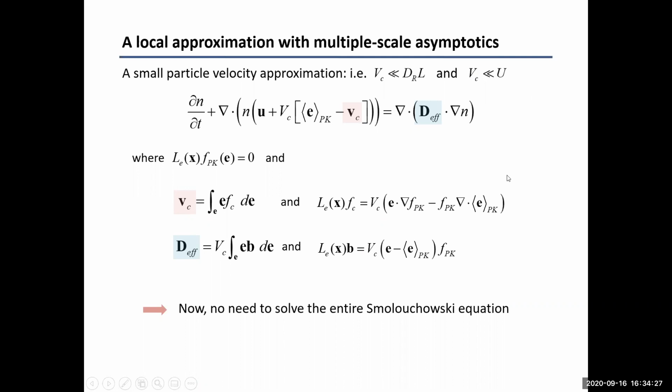By doing so, we can now express the VC and effective diffusion in terms of this FPK, which is the solution used in the Pedley and Kessler model in the earlier days. And then we can plug them in here, and we will get this nice expression. So now we don't need to solve the Smoluchowski equation. You only need to solve this equation to get the flow field.